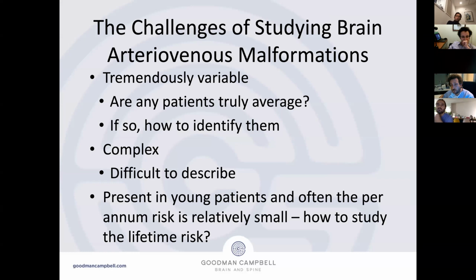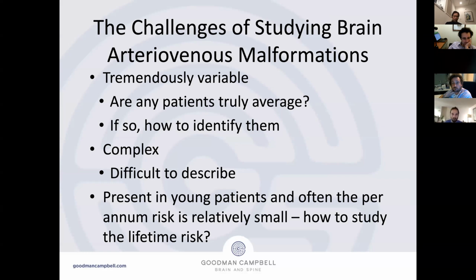And I think people get hung up, particularly when they first start looking at them, on all the variability and trying to distinguish what is truly nidus from venous outflow and arterial inflow. They present in young patients, and often the per annum risk is relatively small. So we have to study them over very long periods of time, which is always a major challenge.